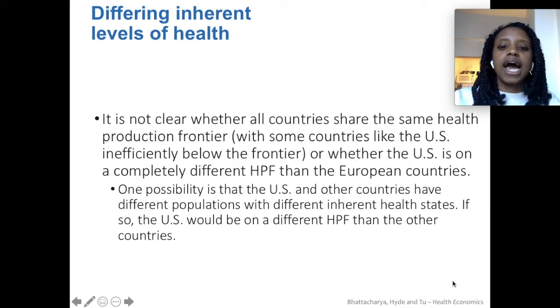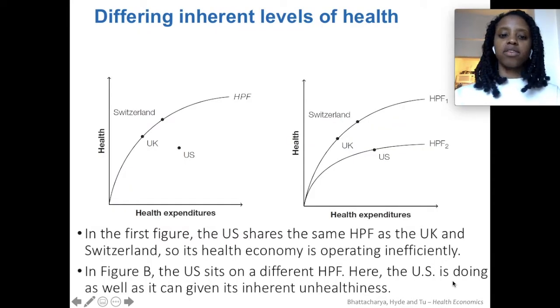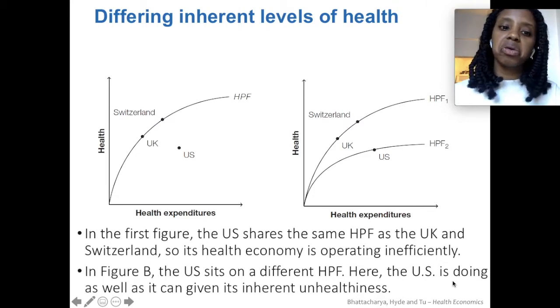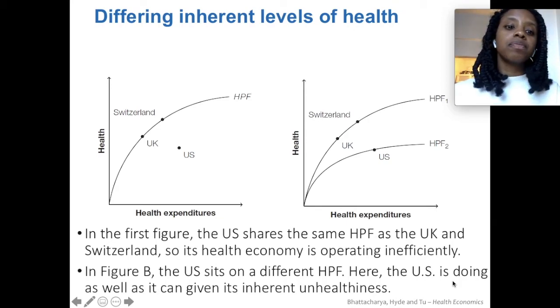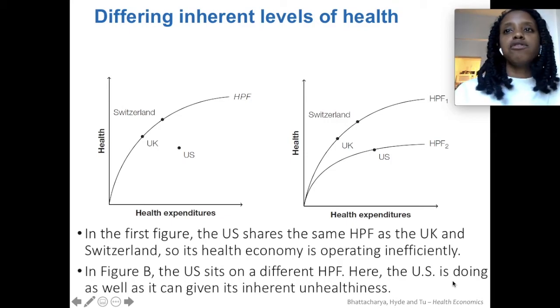So let's look specifically at whether these different countries are at their health production frontier. It's possible that the US has a totally different population with different inherent health states. Let's say the US is just sicker than another country. Directly comparing the health outcomes is associated with this first graph on the left. Comparing the UK, the US, and Switzerland, we can see that the US has less health. Does that mean they're below their health production frontier, that they could have more health if not for their inefficient healthcare system?